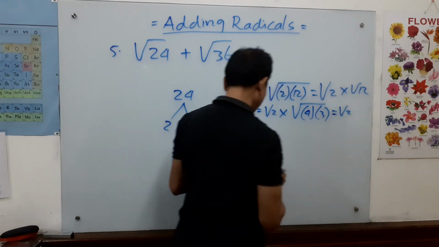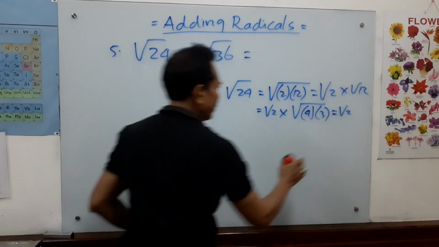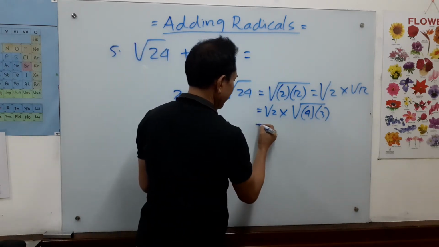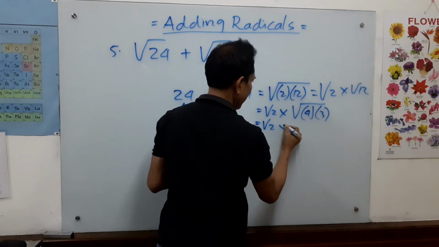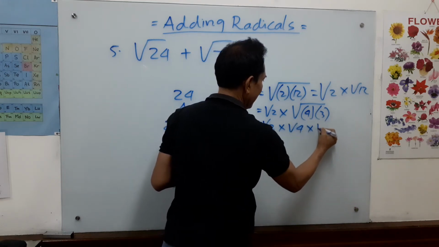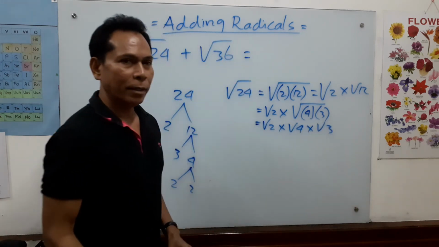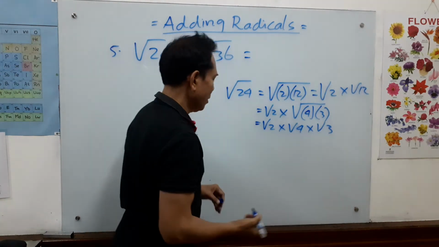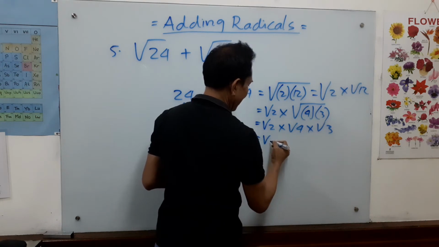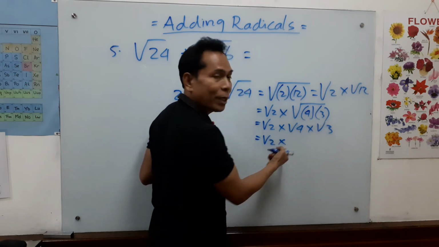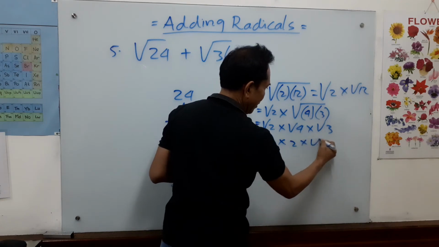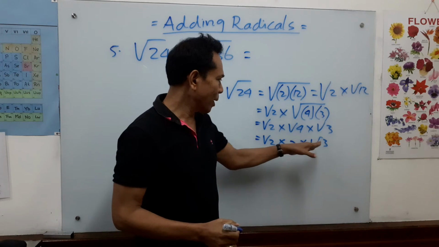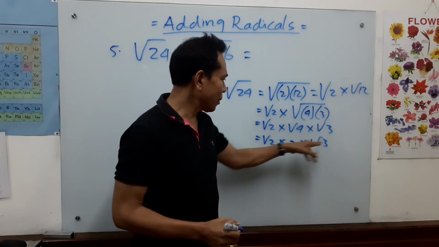Radical 2, oh, not enough. Okay, we bring here radical 2 times radical 4 times radical 3. Now we look here, radical 4 is a perfect square, so we can easily simplify it. So we have radical 2 times radical 4 is 2 times radical 3. Now this multiplies, so we can multiply this radical 2 times radical 3.